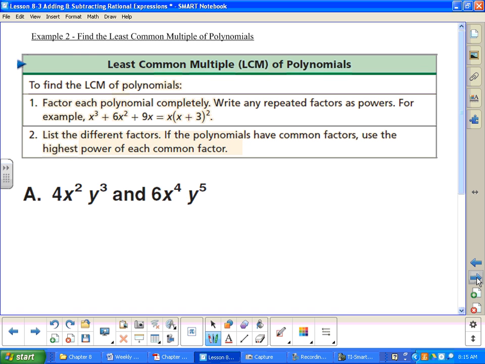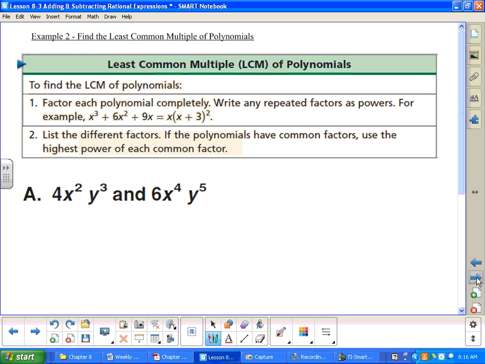Then step 2, we'll list the different factors. If the polynomials have common factors, use the highest power of each common factor. Okay, it's simpler than that, but we'll talk our way through it. So for letter A, we have 4x squared y cubed and 6x to the fourth y to the fifth. Now, the reason we're finding the least common multiple is because we're saying that these two things would be our denominators, and what would make our common denominator with those two things.